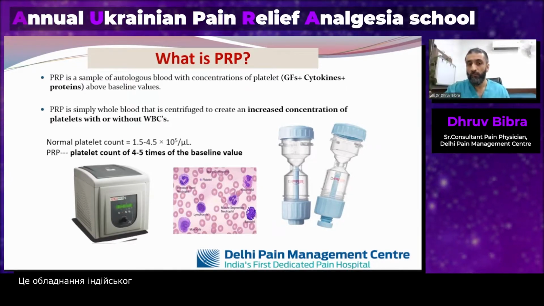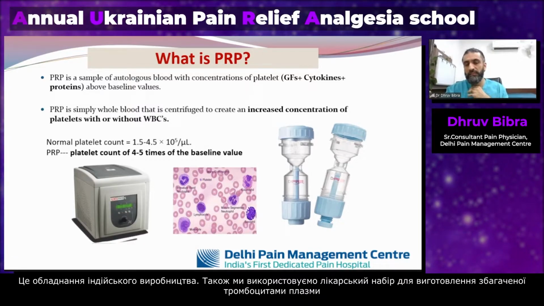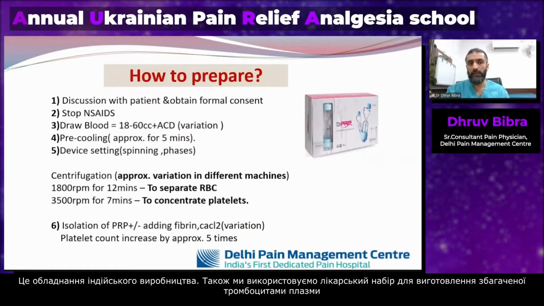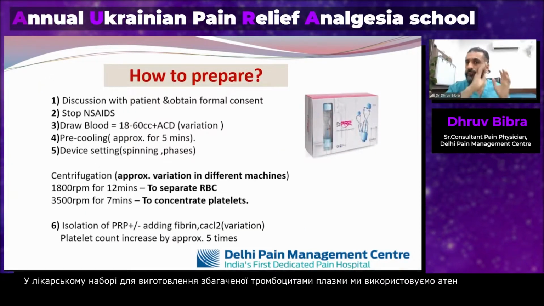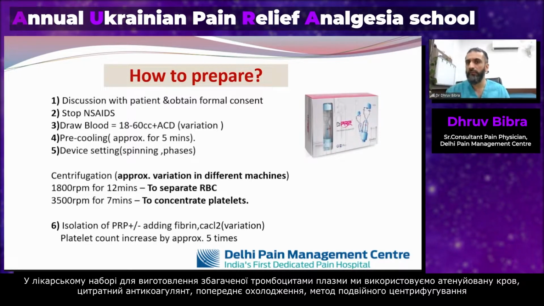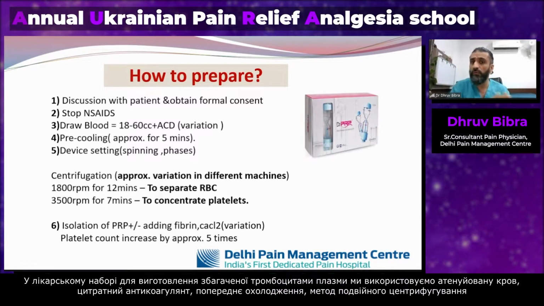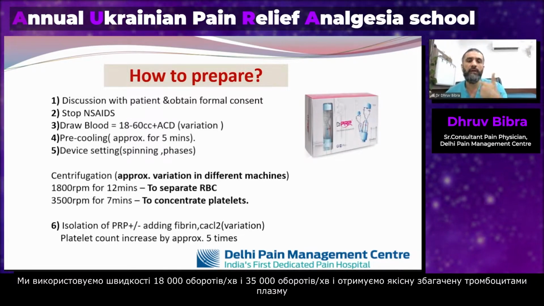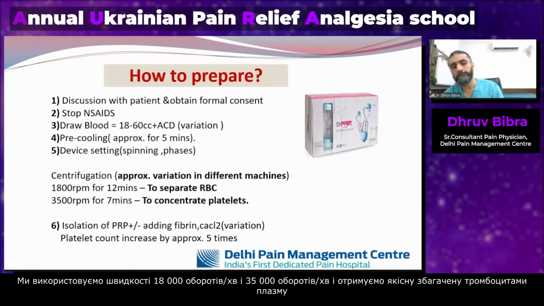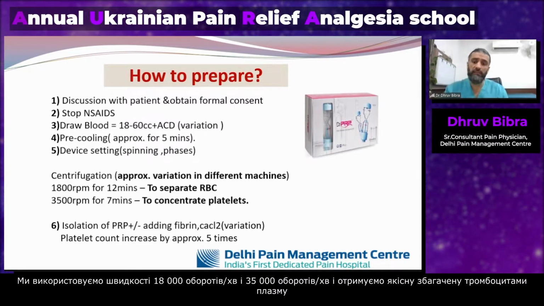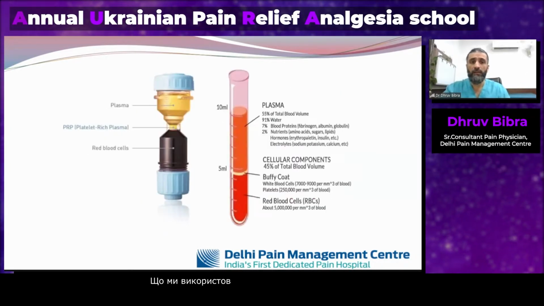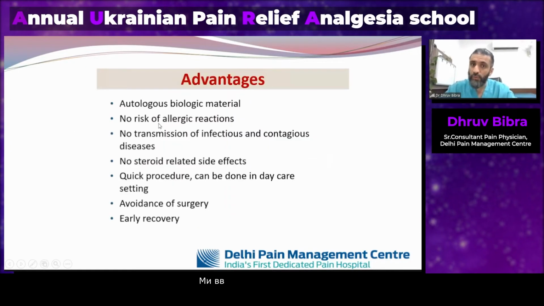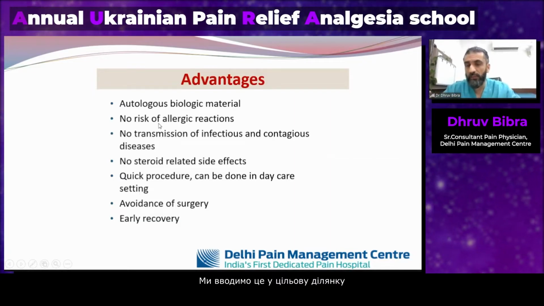What we are using is a REMI machine, which is made in India, and then we are using a Dr. PRP kit. In the Dr. PRP kit, we are using 18 ml of blood and 2 ml of ACD, with a pre-cooled double centrifugation technique, in which we use 1800 RPM and 3500 RPM, and then we get good quality PRP. Now what we are using is the buffy coat, and that is what we are injecting into the area.